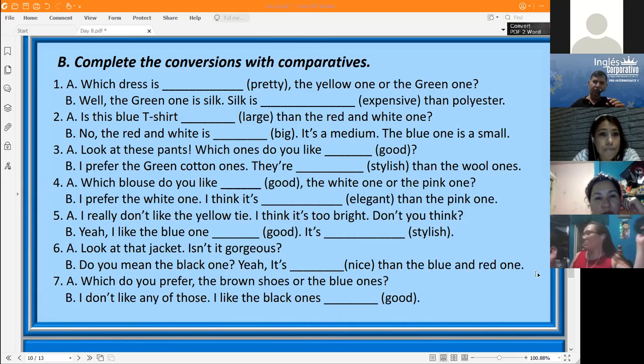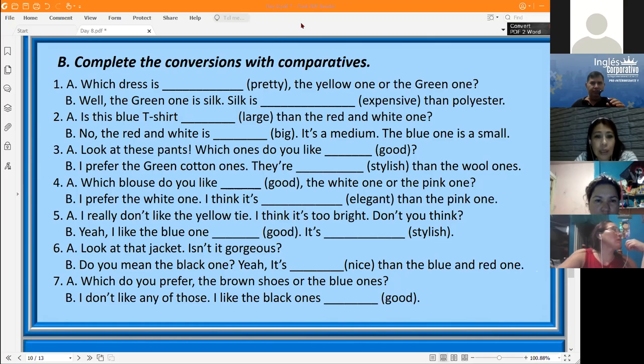Who is Florita? Which blog? Okay, and Veronica, begin. It's number four. Which blogs do you like better, the white one or the pink one? I prefer the white one. I think it's more elegant than the pink one. Okay, excellent. Very good. What you are doing here is expressing preferences, right? Like in the objectives. Okay, now number five.